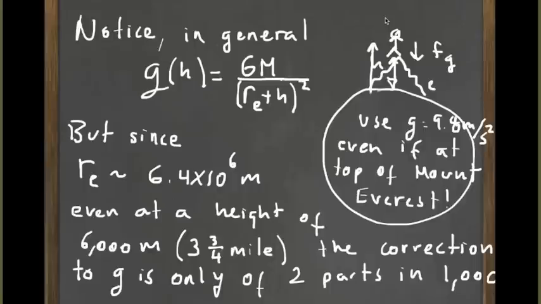If you were to bring your bathroom scale to the top of Mount Everest and you stand on it, a typical bathroom scale would not even be able to show a difference between your weight at sea level and the weight at the top of Mount Everest. So from now on, we will use g equals 9.8 meters per second squared for the acceleration of gravity, and we will use that the gravitational force is equal to the mass times g, 9.8 meters per second squared.